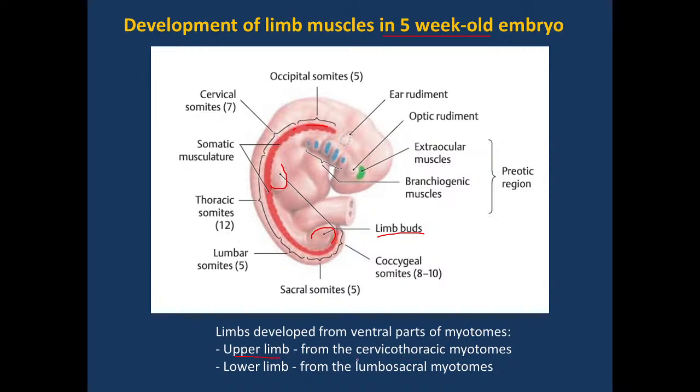Upper limbs developed from cervicothoracic myotomes. This is this part of myotomes, but lower limbs are products of lumbosacral myotomes.